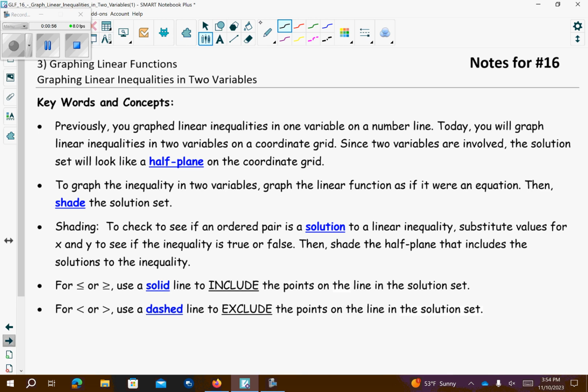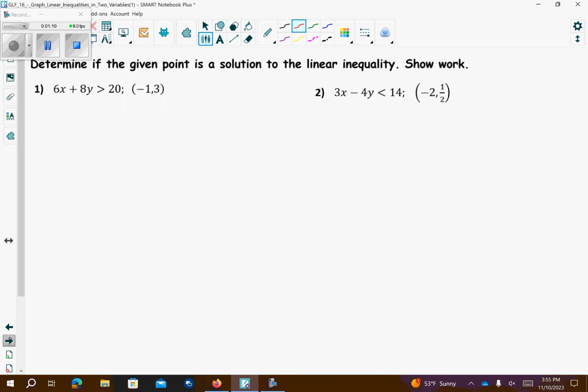Basically, the most important key factor here is that when you have these, there's going to be a solid line, and if you have these, it'll be a dashed line. So that's what we're going to talk about, and we're talking about shading some regions. So the first thing we want to know, this is an inequality problem: 6x plus 8y is greater than 20.